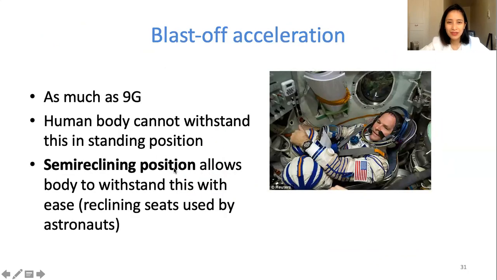During blast off acceleration, as we mentioned earlier, as much as 9G, the human body cannot withstand this in a standing position, because all of the blood will be pulled down to your legs and you will no longer have any cardiac output or any circulation into your brain. So astronauts place themselves in a semi-reclining position, which allows the body to withstand this with ease. That's why the seats of astronauts are in a reclining position.